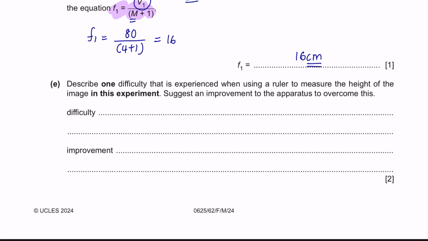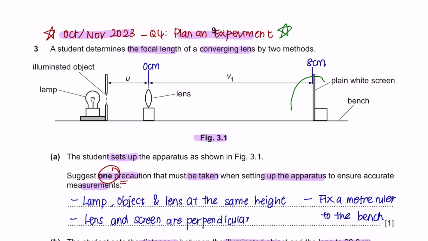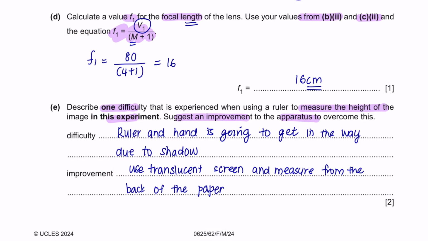Next, part E. Describe one difficulty that is experienced when using a ruler to measure the height of the image in this experiment, and suggest an improvement to the apparatus to overcome this. To measure the image that is being projected on the screen, we're going to have to use a ruler. But the problem is that the image is formed by light rays, and if we use a ruler, the ruler and our hand are going to get in the way of the screen due to shadow. By using a translucent screen, we can measure the image from the back of the screen.